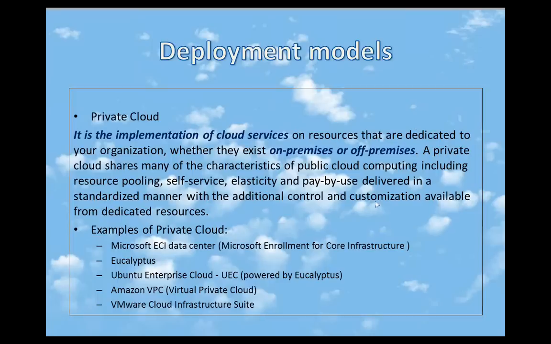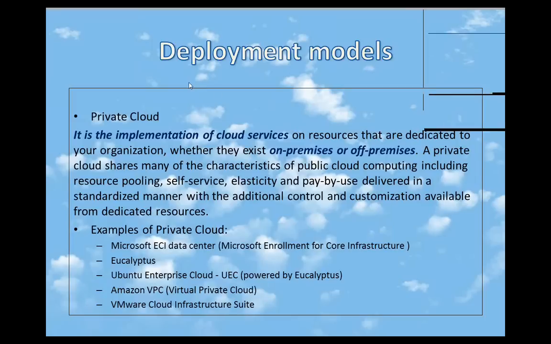Examples of private cloud could be Microsoft ECI data centers, which stands for Microsoft Enrollment for Core Infrastructure. Eucalyptus is another private cloud offering. Ubuntu Enterprise Cloud is another offering, powered by Eucalyptus. Amazon has an offering called VPC. Another player in private cloud is the VMware Cloud Infrastructure Suite.